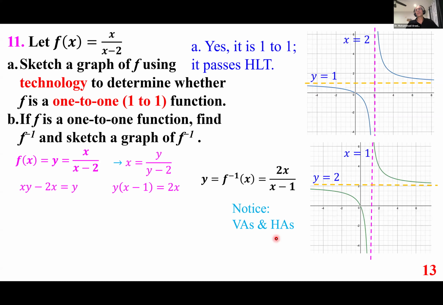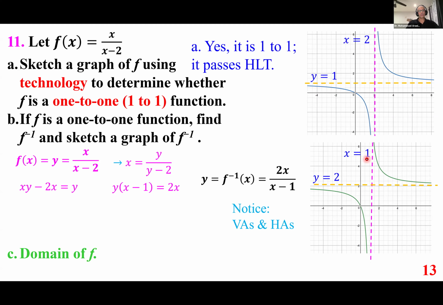And as I mentioned, let me erase my work because I need this space. Notice VAs and HAs, vertical asymptotes and horizontal asymptotes, everybody. So what do we notice here? X equals 2 is the vertical asymptote, which corresponds to the horizontal asymptote here. Horizontal asymptote here is y equals 1, corresponds to the vertical asymptote for its inverse. And that's the idea that we want to recognize.